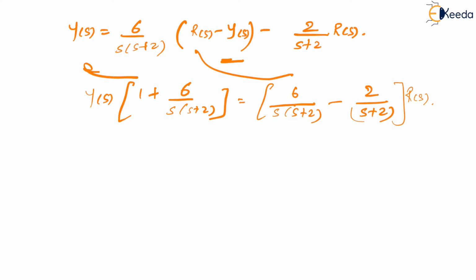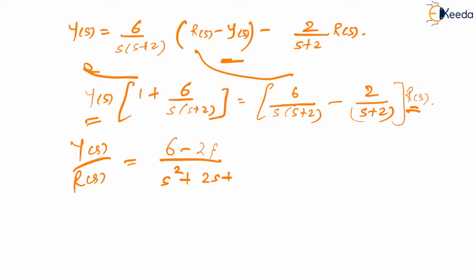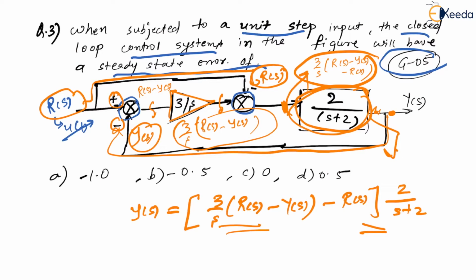Is that right? Yes. Now, what is a transfer function? Transfer function is Y of s upon R of s. So definitely, what is Y of s upon R of s? You get the transfer function equal to, if you solve this and simplify, 6 minus 2s upon s squared plus 2s plus 6. Is that right? Which is nothing but our transfer function T of s. This is the overall transfer function or the closed loop transfer function. Is that correct?